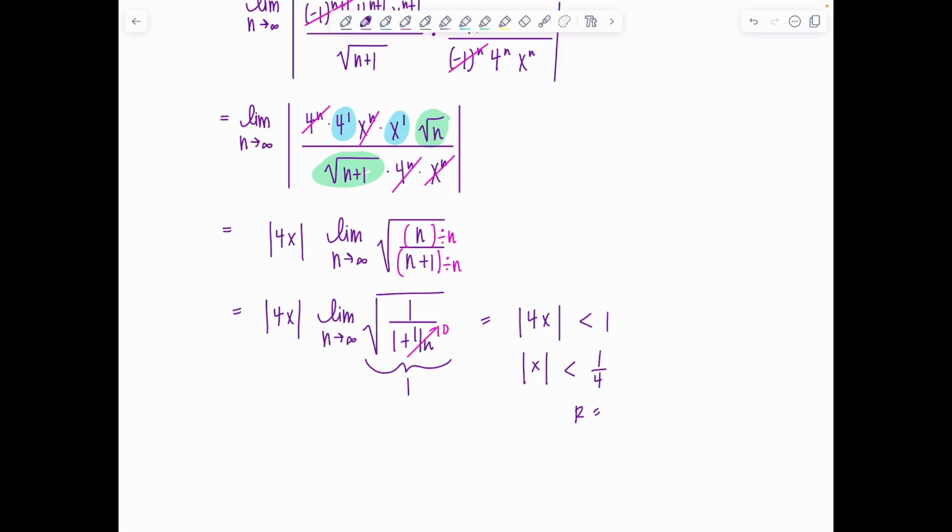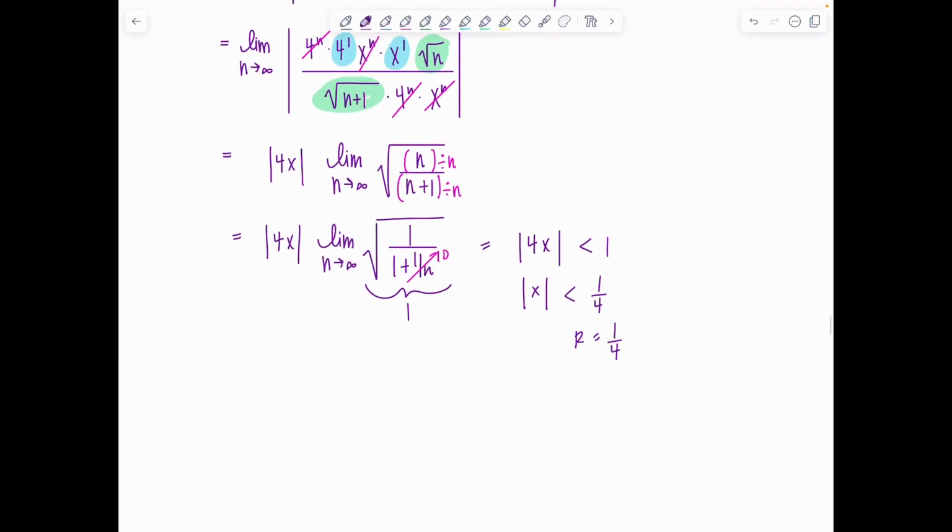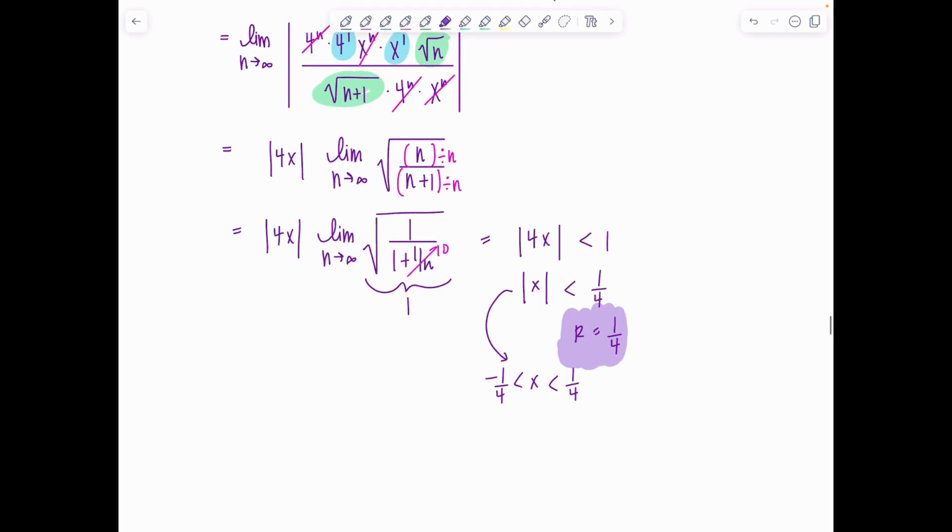So my radius of convergence is 1/4. And if I rewrite this absolute value inequality, x is less than 1/4 and greater than negative 1/4, yes? And the problem asked for the full interval of convergence. So I need to test the endpoints and see whether or not they belong to the interval, whether I can include negative 1/4 or positive 1/4. So let's test those separately. But I have the radius at least.